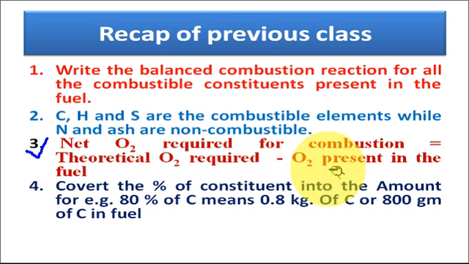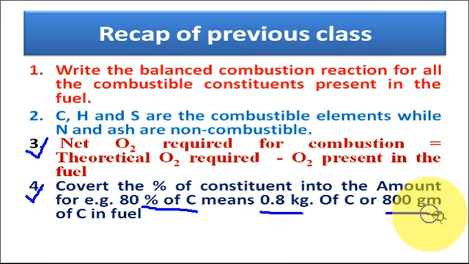So, if there is oxygen also present in the fuel, then we must subtract the amount of oxygen present in the fuel from the theoretical oxygen required, which we have calculated, to get the net amount of oxygen required for combustion. Fourth rule, we learned to first convert the percentage of constituents into the amount. For example, if a fuel sample contains 80% of carbon, that means we have to convert it into grams or kilograms. So we can write it as 0.8 kilogram or 800 grams.